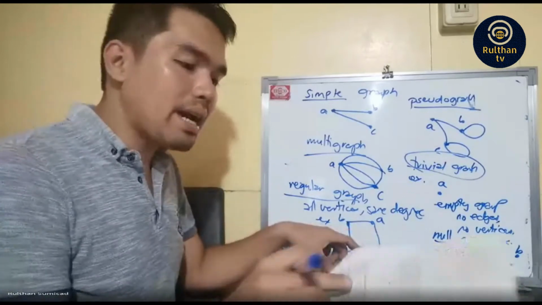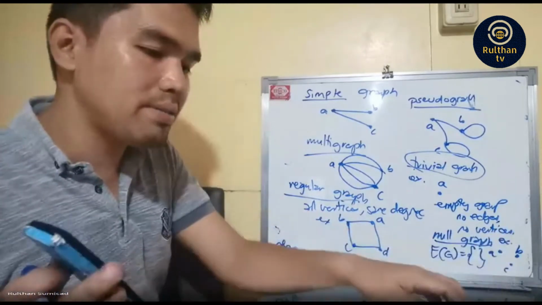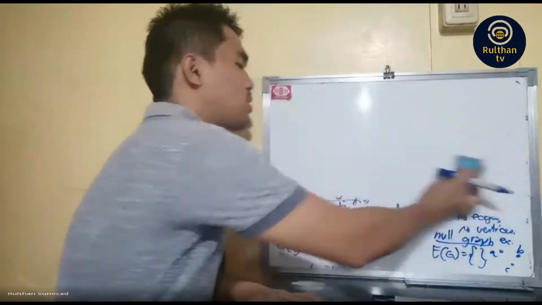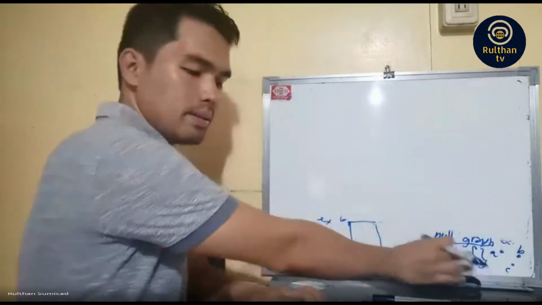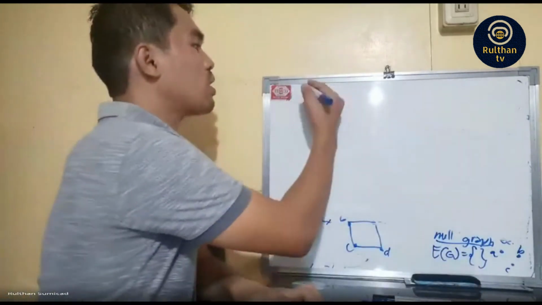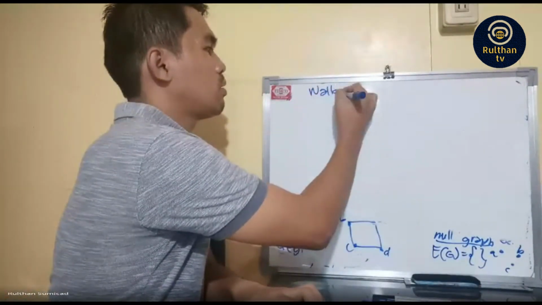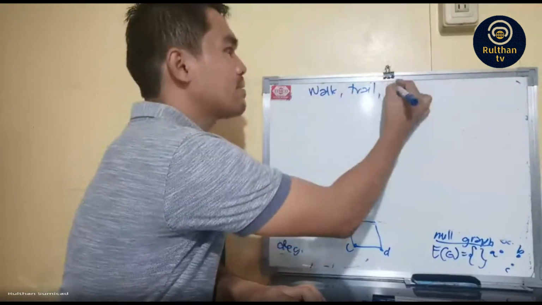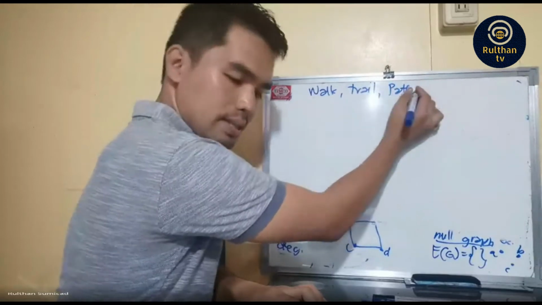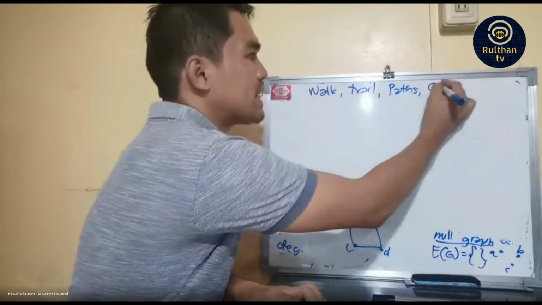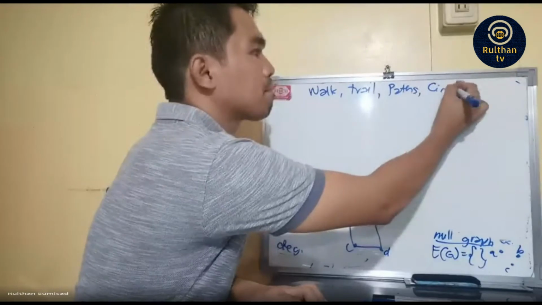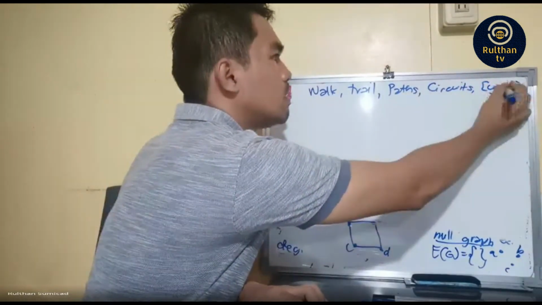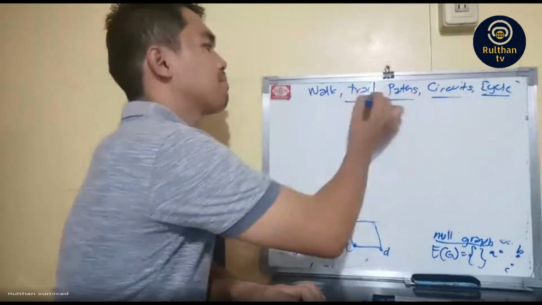There are still other graphs, but I'll have to skip those. I'll just move right away to the types of walk, trail, paths, path, and then circuits, and then cycle. What are these terms?